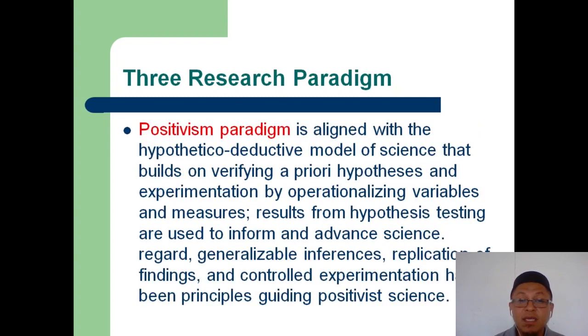The second paradigm is positivism. If you conduct research that uses the positivism paradigm, at that particular point in time you are called a positivist researcher. As a positivist researcher, you have this belief in supporting the positivism paradigm, which is aligned with the hypothetico-deductive model of science. Hypothetico, hypothesis; deductive. Remember, we talked about hypothesis and then deductive. That means testing of hypothesis, a model of science that builds on verifying a priori hypotheses. So you will develop hypotheses, operationalize the variables, then collect data and analyze the data to test the hypotheses.